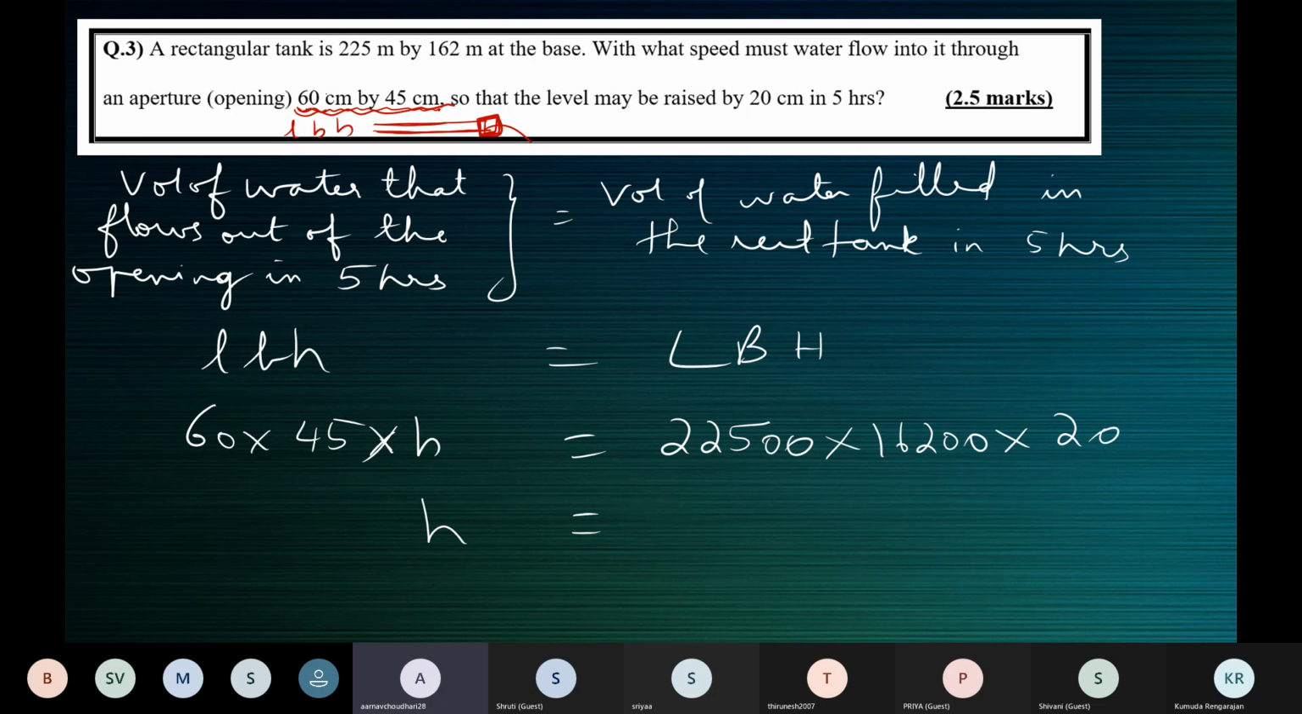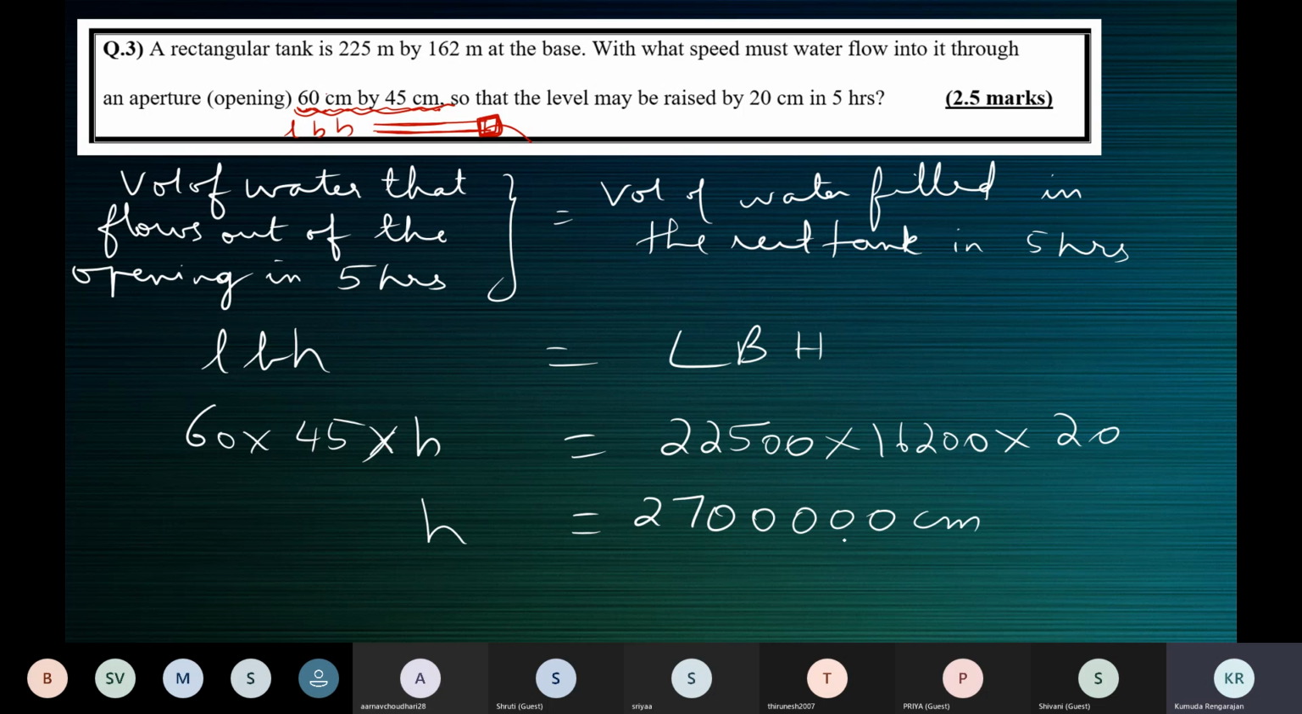Ma'am, is it 2,70,000? Yes, ma'am. How many zeros do you have? Ma'am, 27 lakhs. Oh no, it's not 27 lakhs also, it's more than that. Oh no, somebody, I think Thirunesh, you're right. I just mistook the zeros. Yes, it's 27 lakhs, 27 followed by 5 zeros. So H is equal to 27 followed by 5 zeros, or 27 lakhs, centimeters.